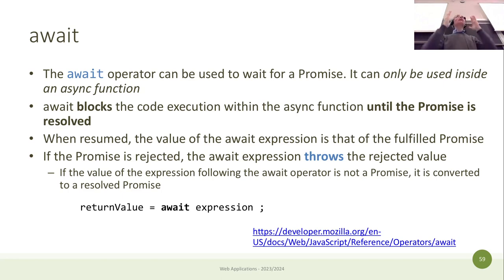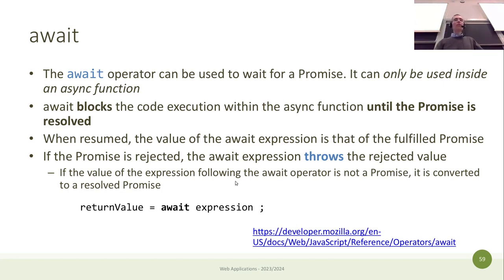What happens in case of rejection? Because for the rejections we saw, there's dot then, but also dot catch. Where's the dot catch here? Well, actually, there's no dot catch, but there's an exception, a JavaScript exception. So the await expression throws the rejected value, and we need to capture it with the try catch of JavaScript. There will be an example, I think.